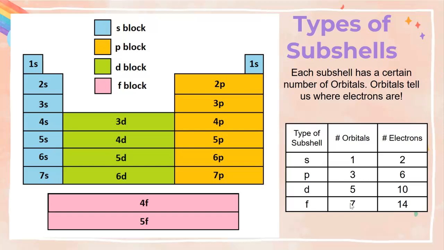Next, we have the D subshell, which is the middle portion of the periodic table, shown in green, and it has 5 orbitals, which can hold a maximum of 10 electrons. Lastly, we have the F subshell, which is at the bottom of the periodic table, and it has 7 orbitals, which can hold a maximum of 14 electrons.